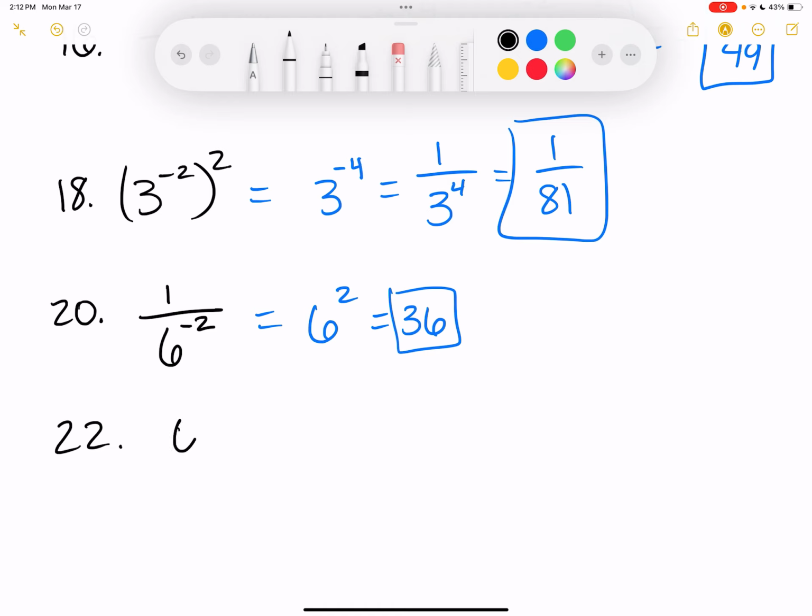Problem 22: 6 to the negative 3 over 6 to the negative 5. We subtract. Sort of. Now, what's different about this problem? There are two exponents, both different and both negative.